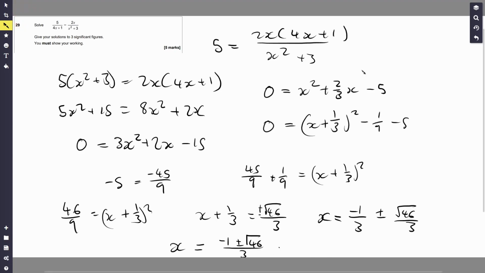Anyway, that question's not done just yet. I've just realised, because I've reread the question, that it says give your solutions to 3 significant figures. So what I would do is just put that into my calculator and see what they are to 3 significant figures.